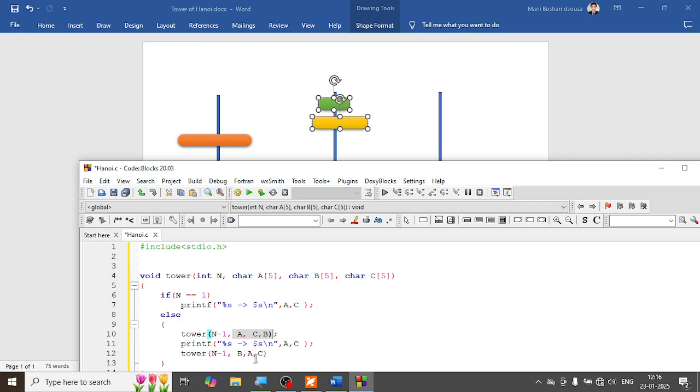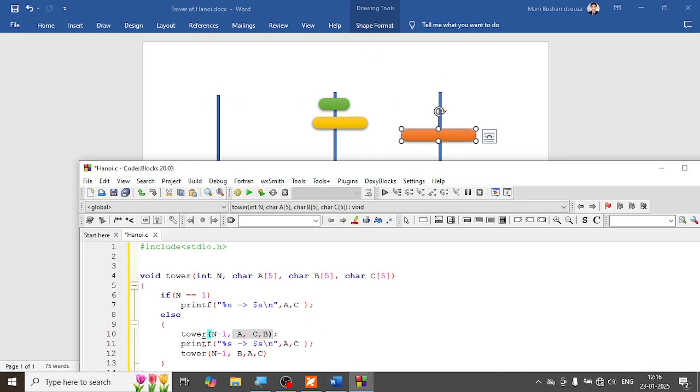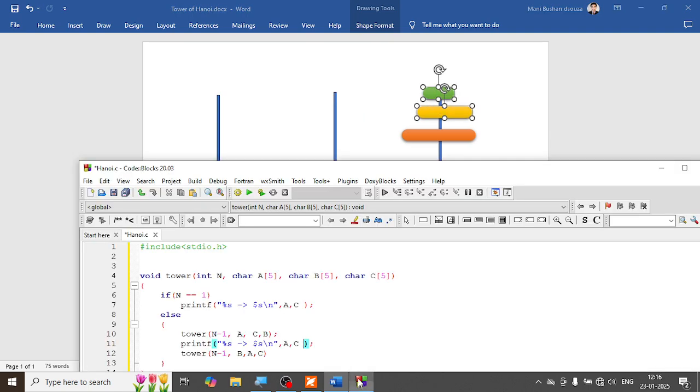What is left over? Left over is only one disk. Move that disk from A to C. Done. And what is the last thing? Whatever is remaining now, take them and move them to the other one. So whatever was remaining in B, move them to C, but make use of A in that process. So it's as simple as that.